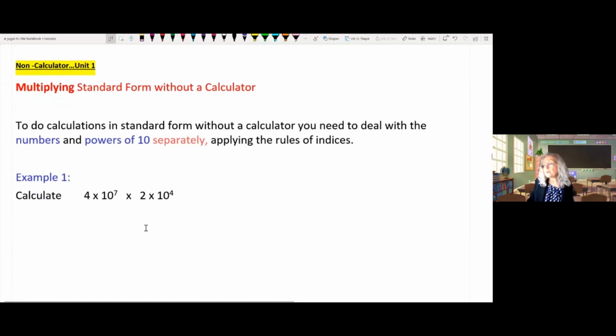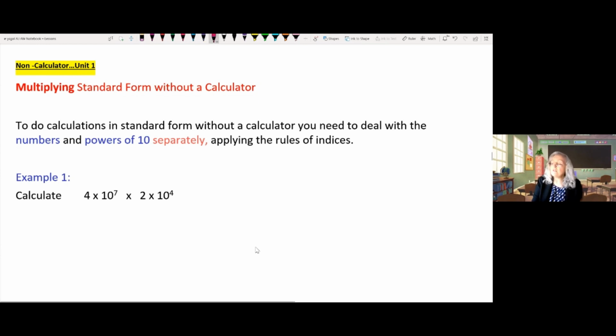So what we're going to do now is have a look at multiplying numbers that are in standard form without a calculator. To do calculations in standard form without a calculator, what we need to do is deal with the numbers and the powers of 10 separately, applying the rules of indices. So here I need to work out the answer to 4 multiplied by 10 to the power of 7 multiplied by 2 multiplied by 10 to the power of 4.